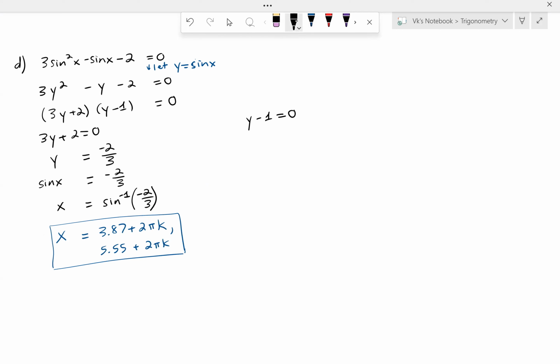As for y equal to 1 in the other equation, we have sine x equal to 1. Well, x is pi over 2 and any pi over 2 plus 2 pi or minus 2 pi. So that is pi over 2 plus 2 pi k.